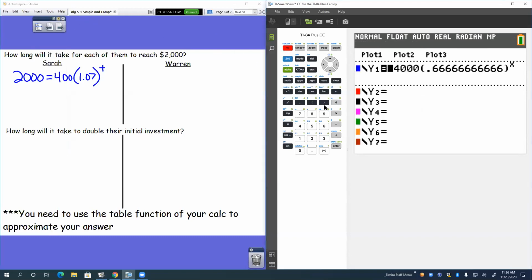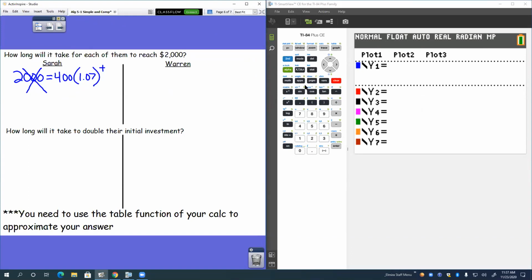So anyway, the way that you do this is we want to type in our original equation into our y equals. So not the 2000. The 2000 is really what we're going to be looking for. You can't solve this. We don't know how to solve this. That's actually what 11th grade math is. It's called trigonometry.